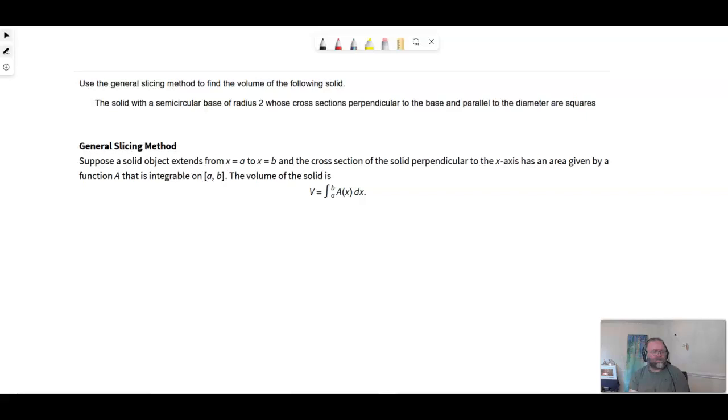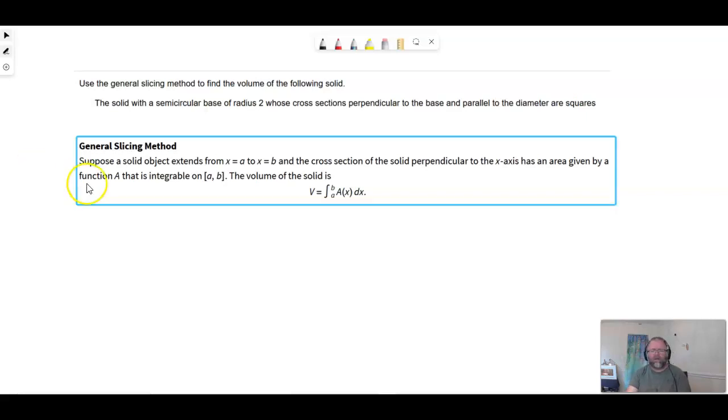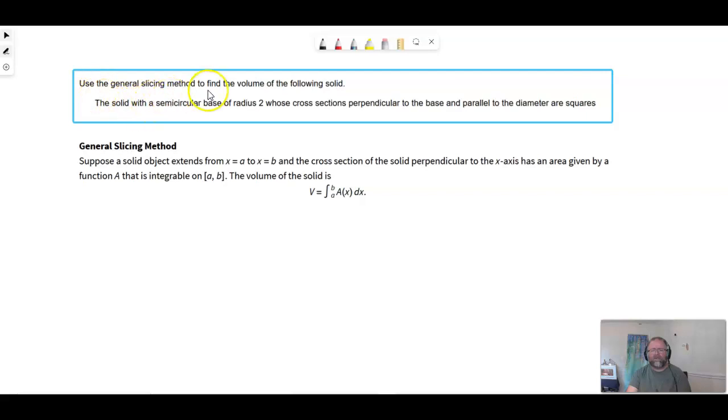This is on section 6.3. It's question number 1 in the homework, and it says, use the general slicing method to find the volume of the following solid: the solid with a semicircular base of radius 2, whose cross sections perpendicular to the base and parallel to the diameter are squares.